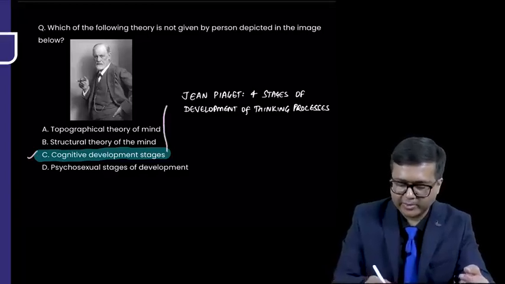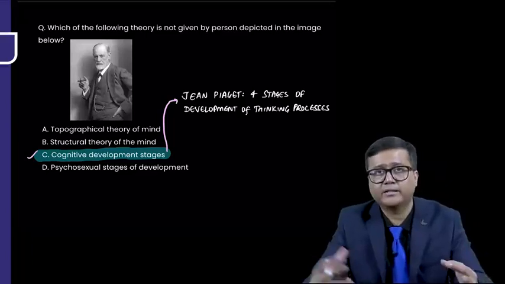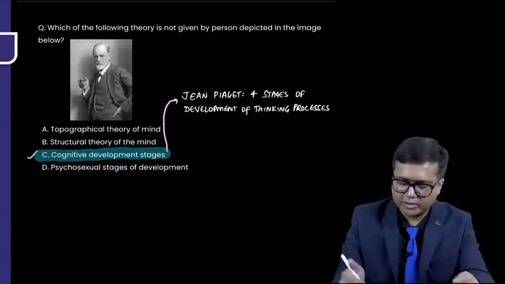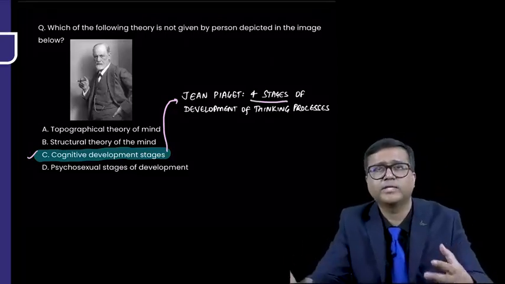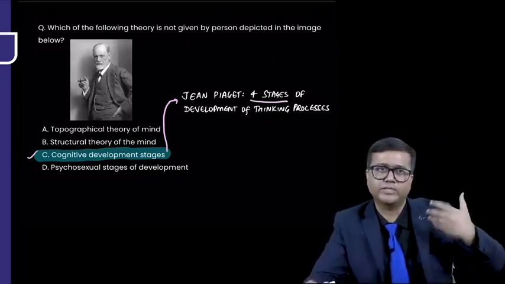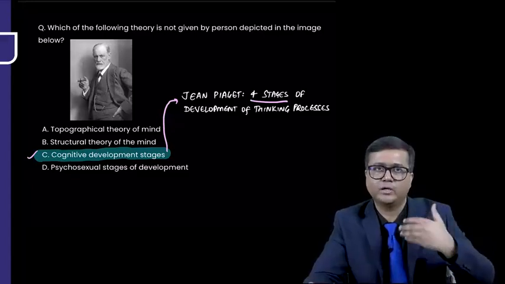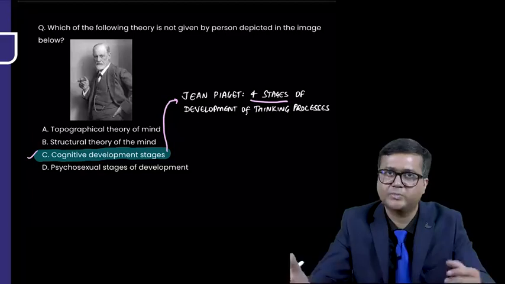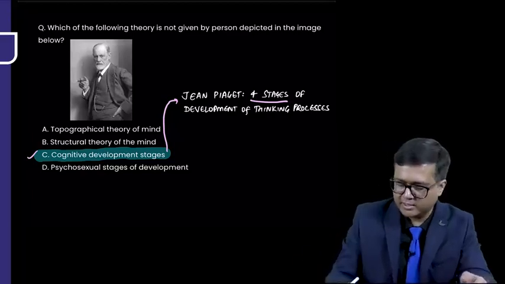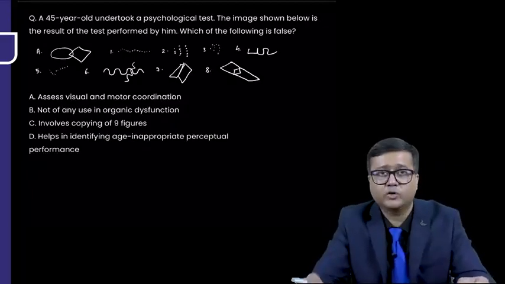In fact, this was given by Jean Piaget, and Jean Piaget described these cognitive development stages, that there are 4 stages of development of the thinking process. So from infancy to adulthood, we go through these stages in the development of our thinking process. So this was given by Jean Piaget. So option C is correct. Now let's talk about the next question.